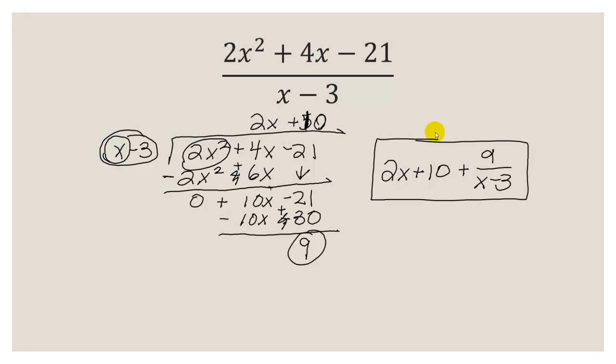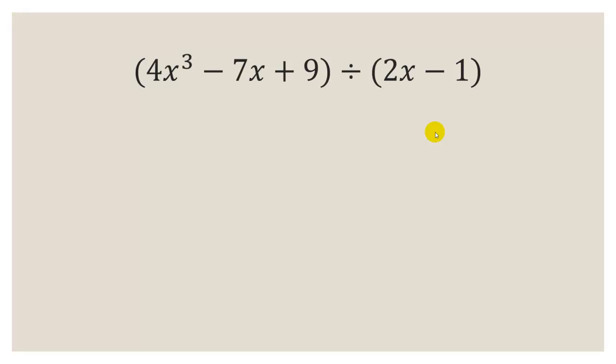Okay, I know that was a little bit tricky. Let's do it one more time. This time it's written a little bit differently. Not a big deal though. This first part would essentially be acting as our numerator, and the second part is our divisor. Okay, so let's do this.